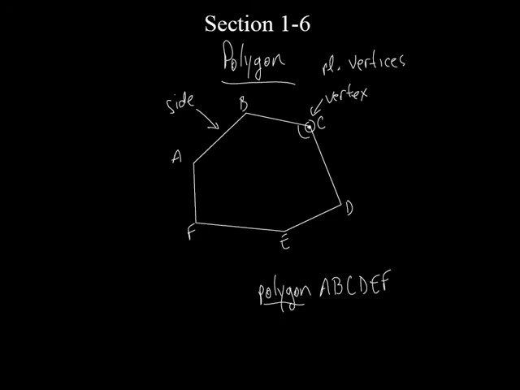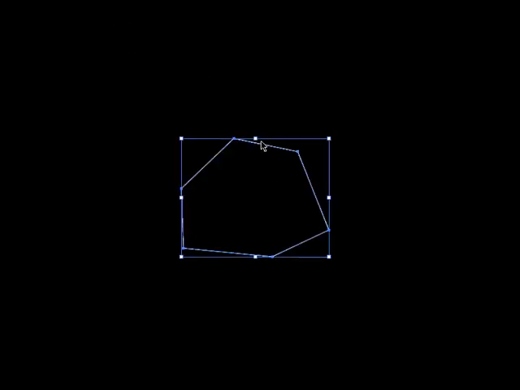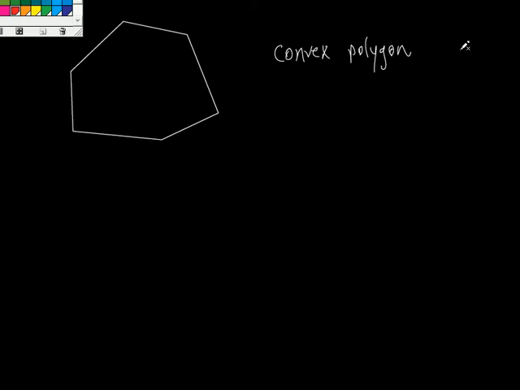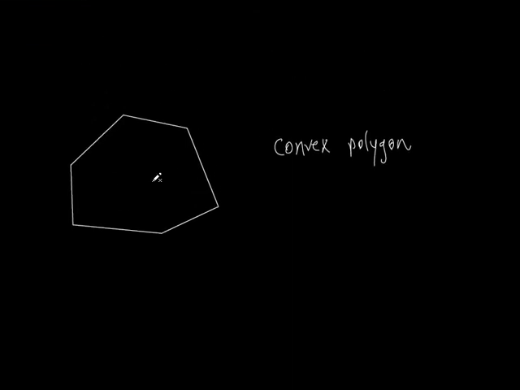Now let's talk about the difference between two types of polygons. This one right here, we'll use again because it demonstrates one type of polygon, and this is called a convex polygon. Here's a little test to see if it's a convex polygon or not. I want to extend all the sides of this polygon, and I'll show that with a dotted line.